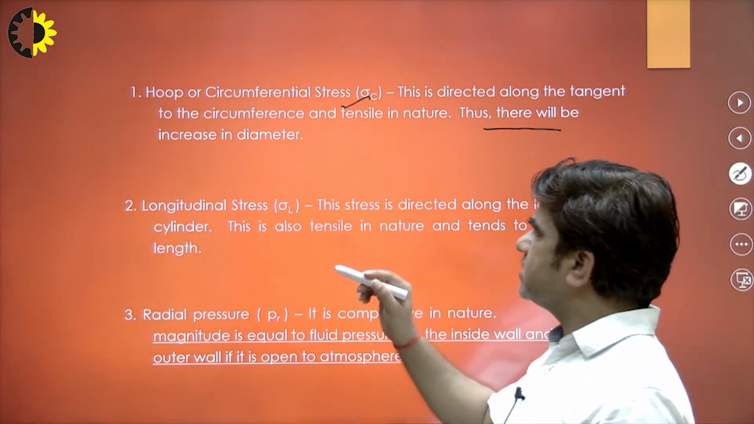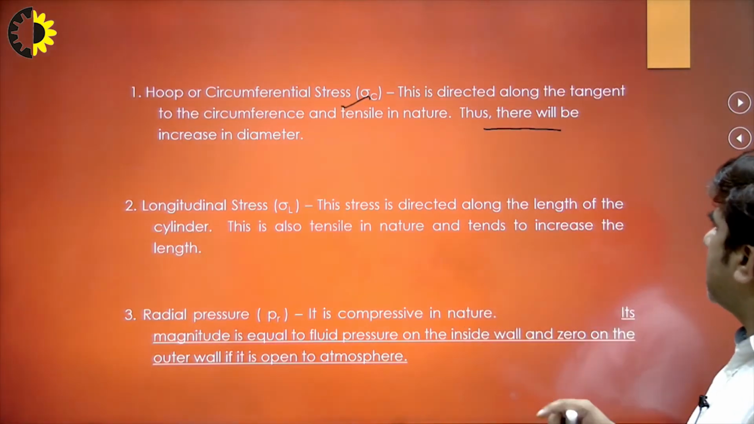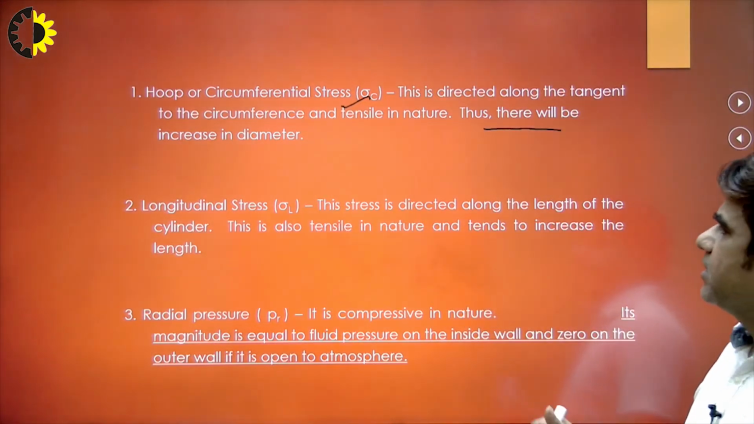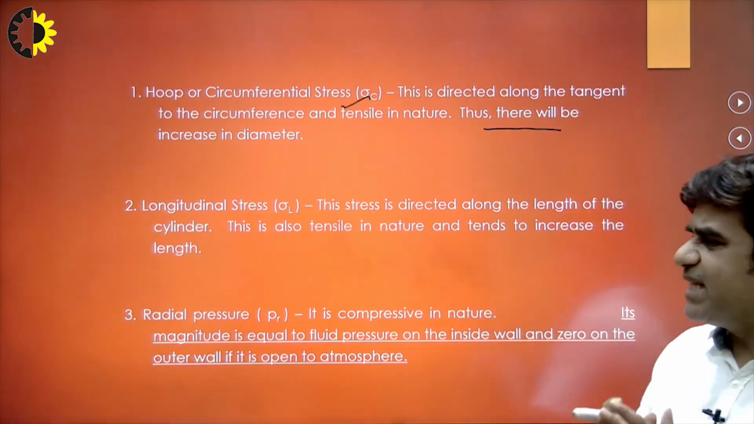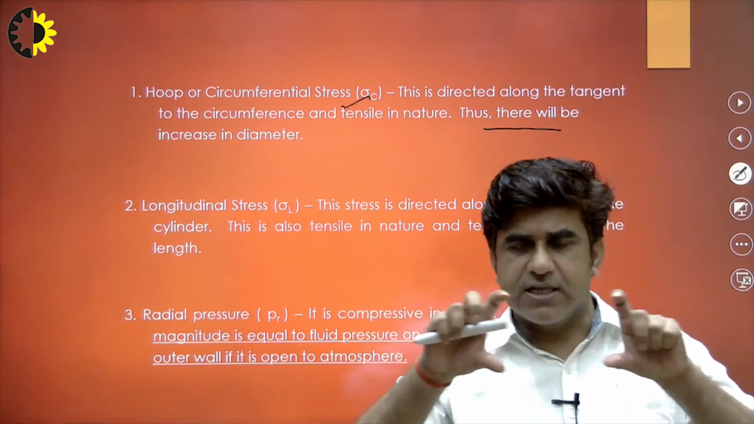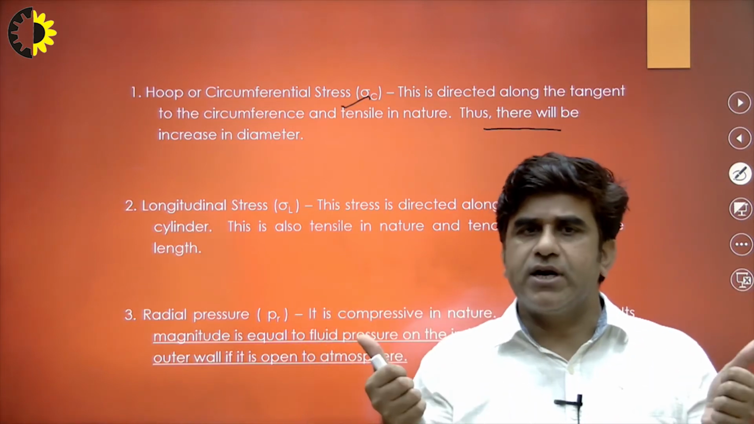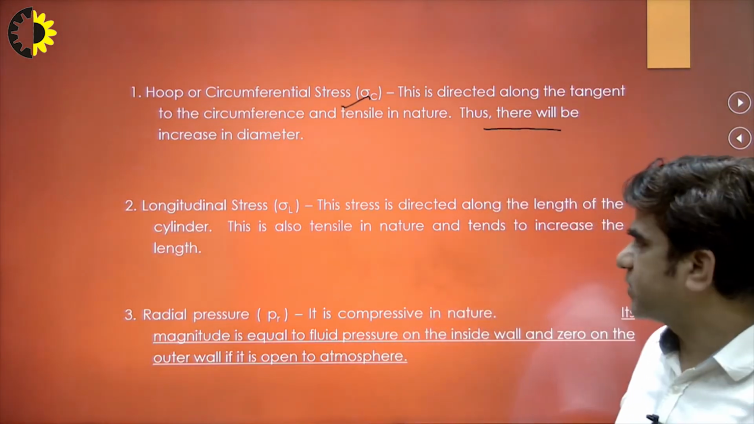Now, the second stress is longitudinal stress. This stress is directed along the length of the cylinder. This is also tensile in nature and tends to increase the length. It acts in this direction. This is the length of the cylinder. So, in the longitudinal direction it acts and it will try to increase the length of the cylinder.